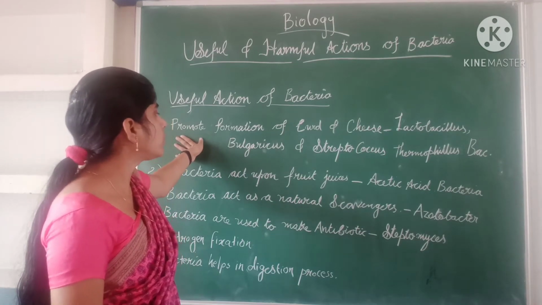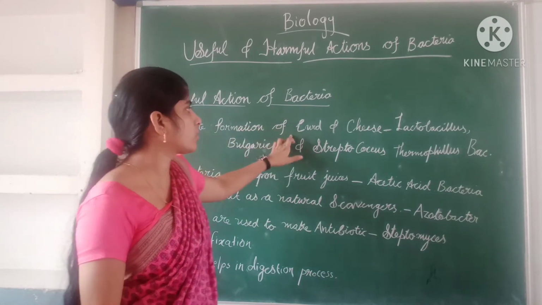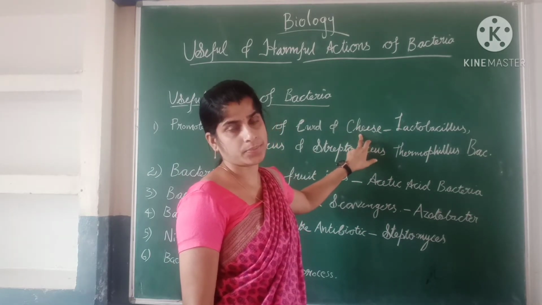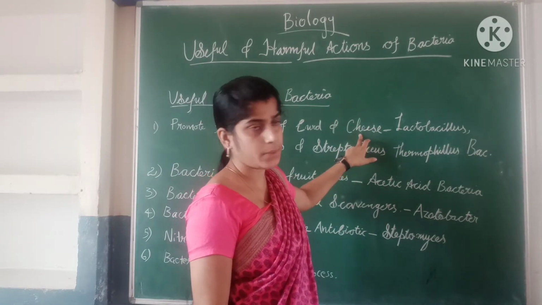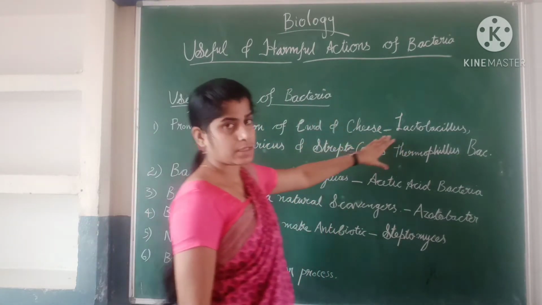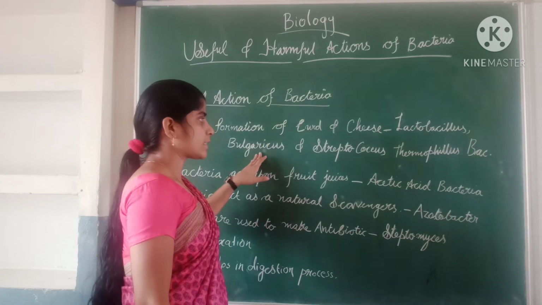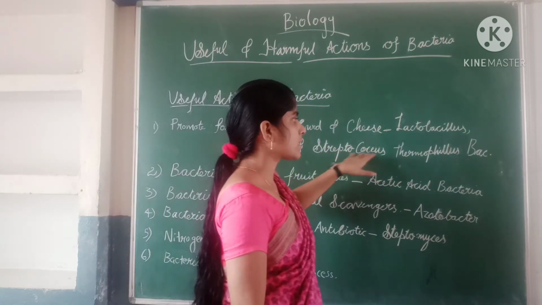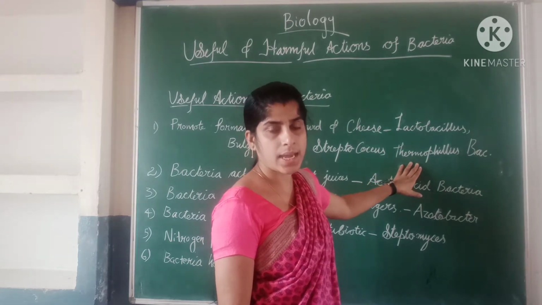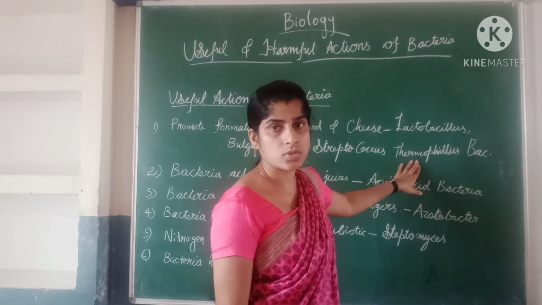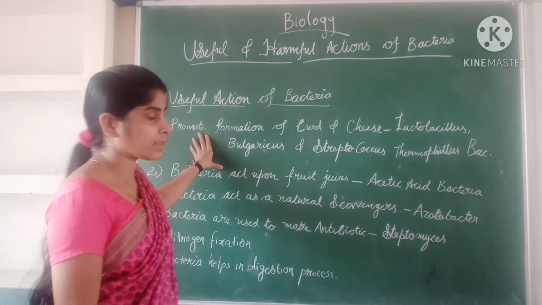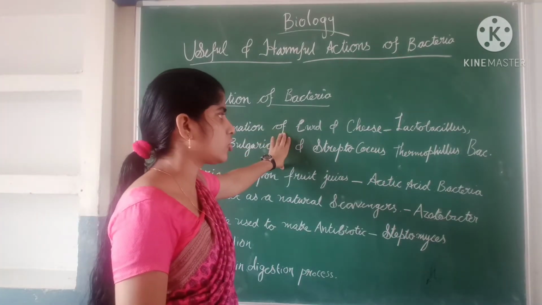First action: promote the formation of curd and cheese by the process of fermentation, with the help of Lactobacillus bacteria, Bacillus bacteria, and Streptococcus thermophilus bacteria. These bacteria act on the milk product and convert the lactose to lactic acid, which promotes the formation of curd and cheese.